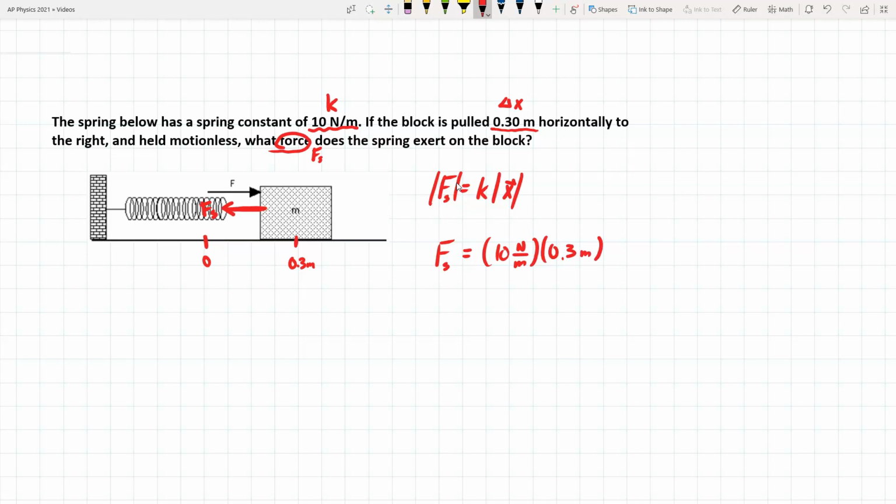So if it exerts 10 newtons of force for every meter it moves, but it only moves 0.3 meters, that means our spring force is going to be equal to 3, and meters right here would cancel, pretty sure I said newtons, so that would give us 3 newtons of force. Cool. All right, let's take a look.